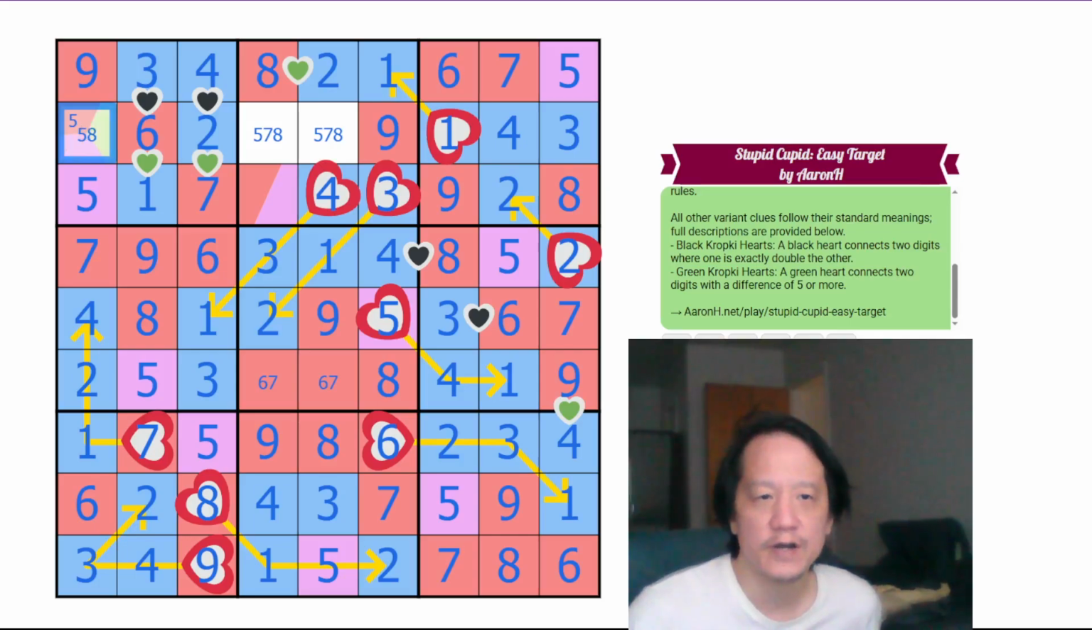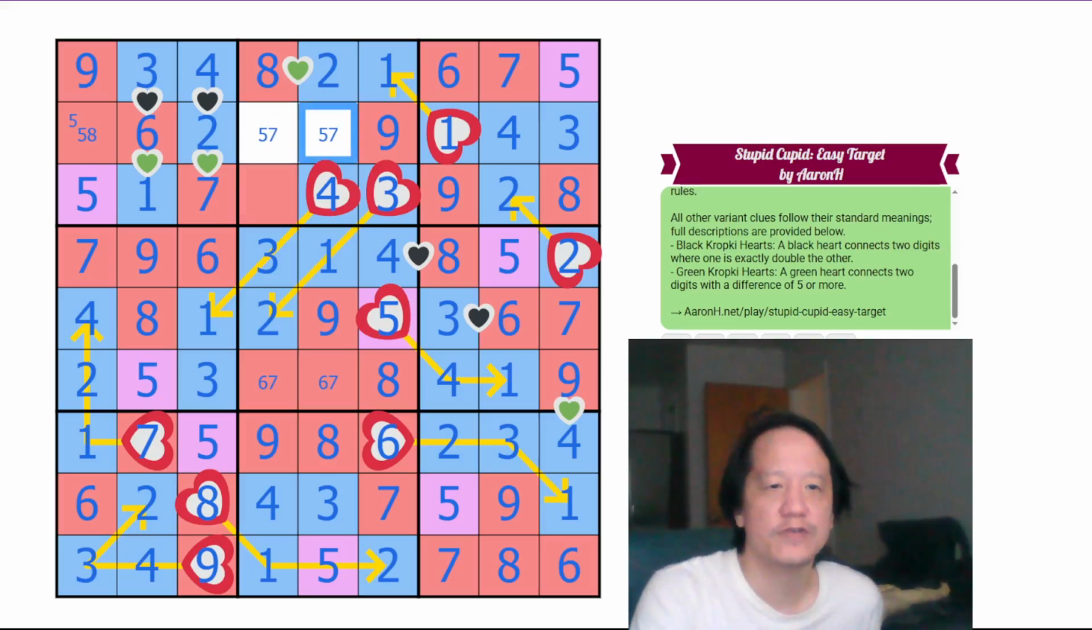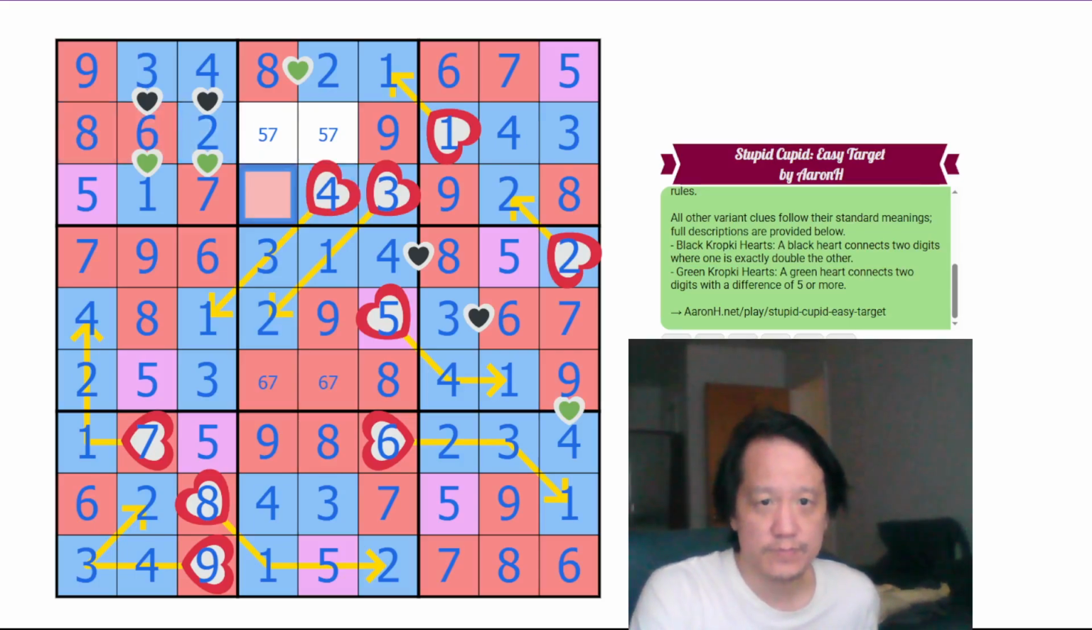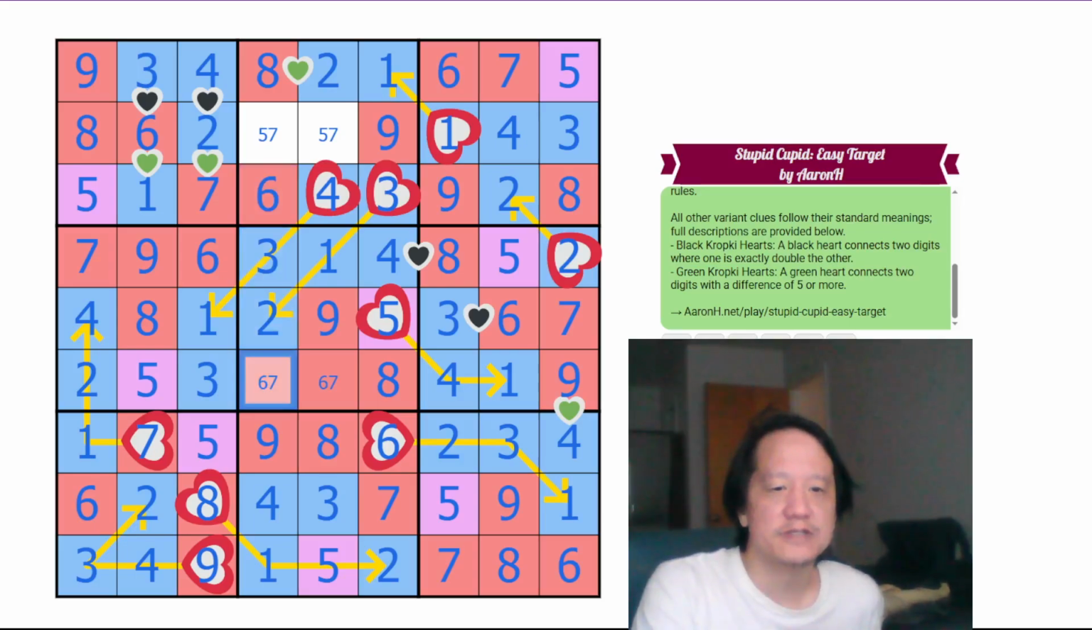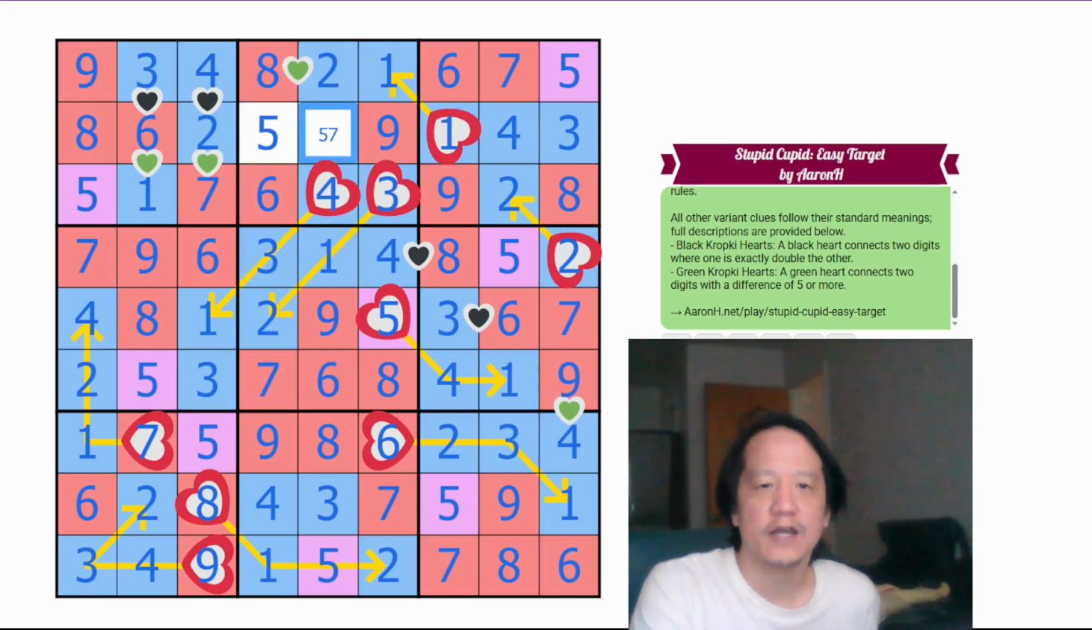This can't be 5 here. And this can't be 5 here. And this 8 eliminates 8 in the rest of the box, so this is a 5-7 pair. That eliminates 5 there, so that's 8. Remaining digit in row 3 is a 6. 6 eliminates 6 there, so it's 7 and 6. And 7 eliminates 7 here, so it's 5 and 7.